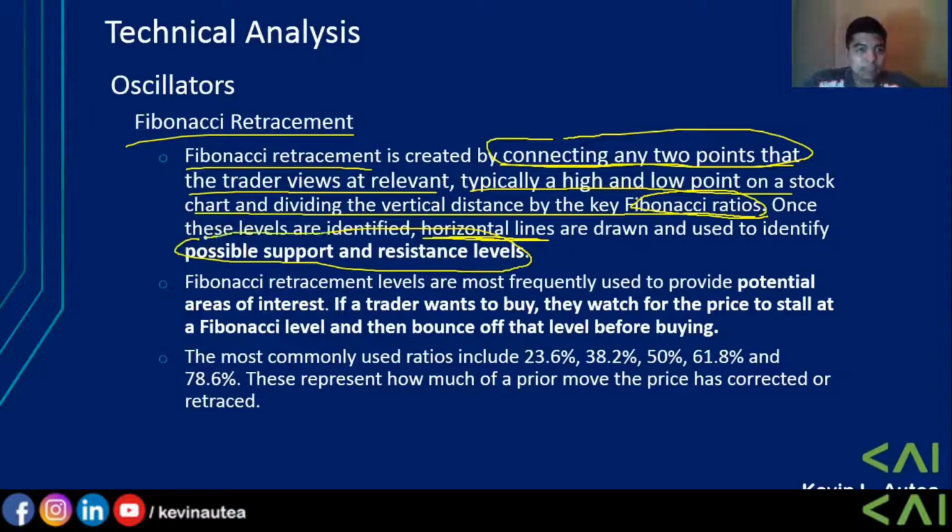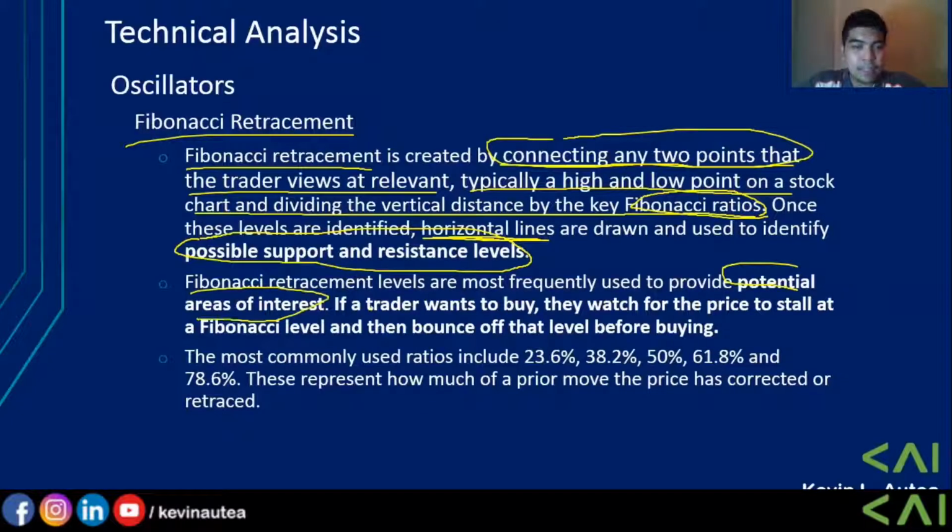I'm using this especially if I'm having a hard time tracing where the support or resistance line can be. So I'm using the Fibonacci retracement. Or I'm also using this to double check the previous trends, the previous common points. Using the Fibonacci retracement, it's timely or perfectly aligned with those areas, right? Fibonacci retracement levels are most frequently used to provide, again, potential areas of interest.